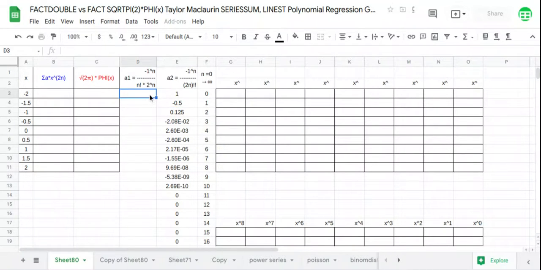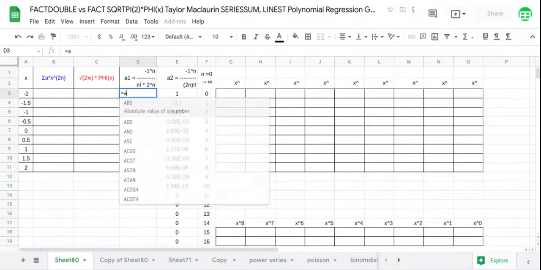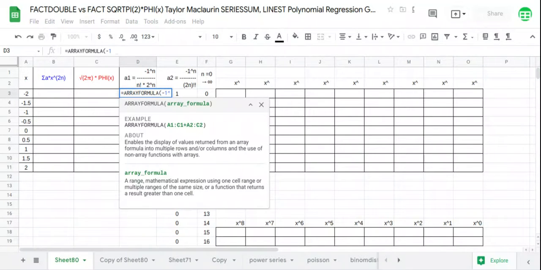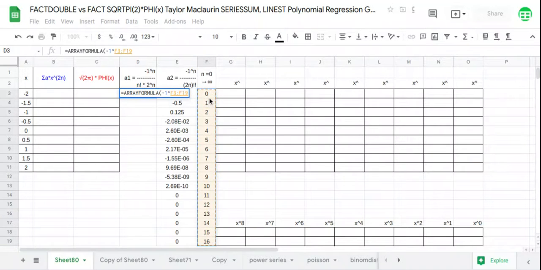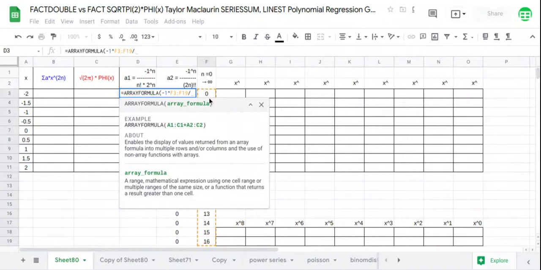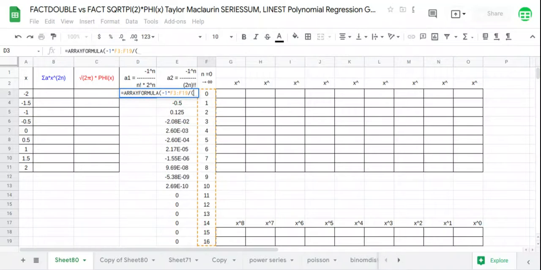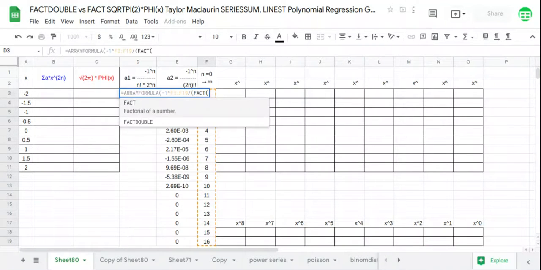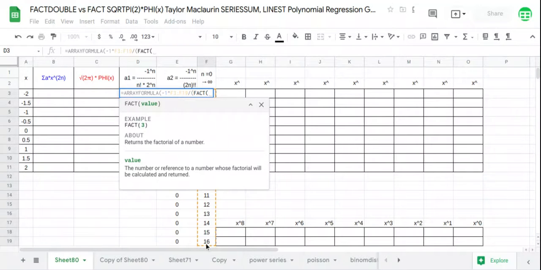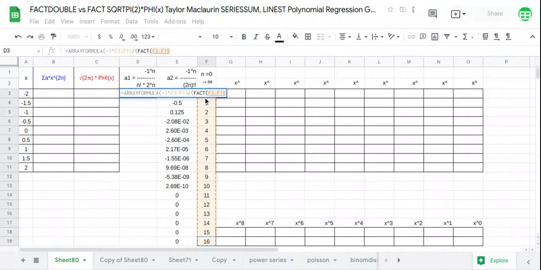And we continue with the factorial coefficient. So our formula is minus 1 raised to the power n divided by, there are two parts. The first part is factorial n, factorial of n. The second part, 2 raised to the power n. And enter.